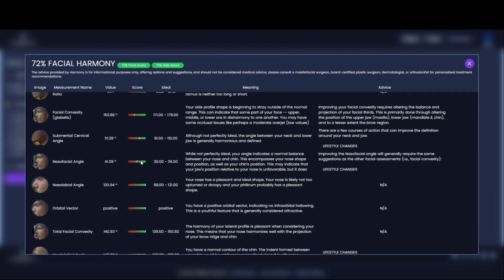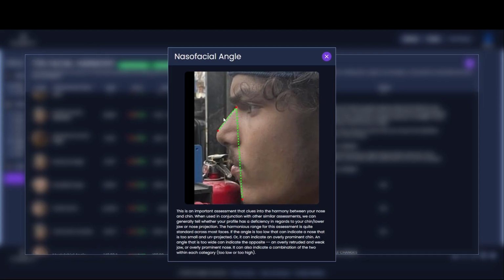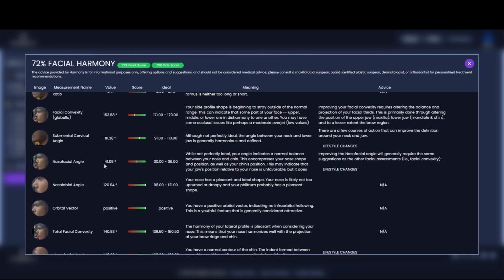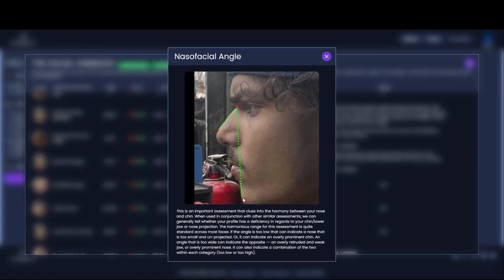Now the nasofacial angle is also pretty high, outside of the normal range. So in this case, it shows that his chin is not harmonious with his nose. And imagine that the chin were more forward, like this. That would close down the angle and result in a lower angle. So in his case, I think he does have a recessed chin position slightly. Could be maybe around here.